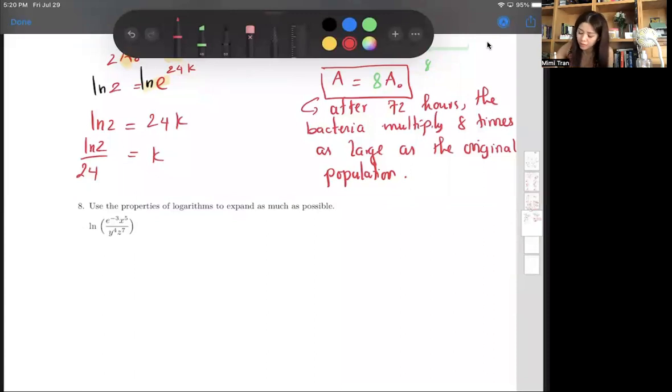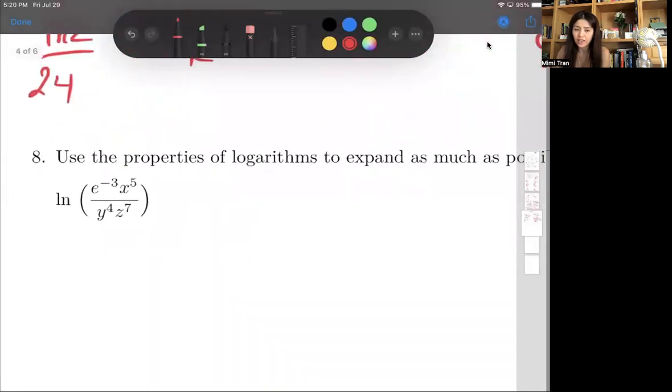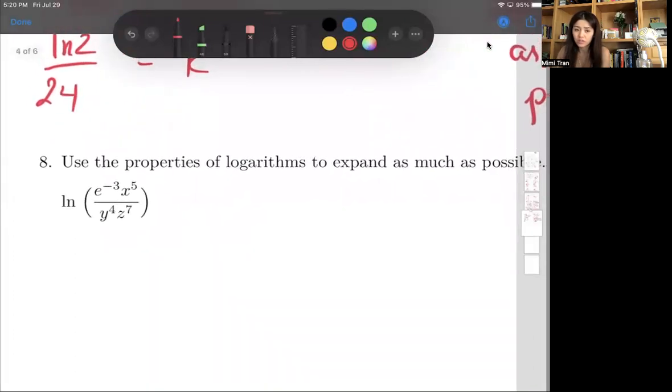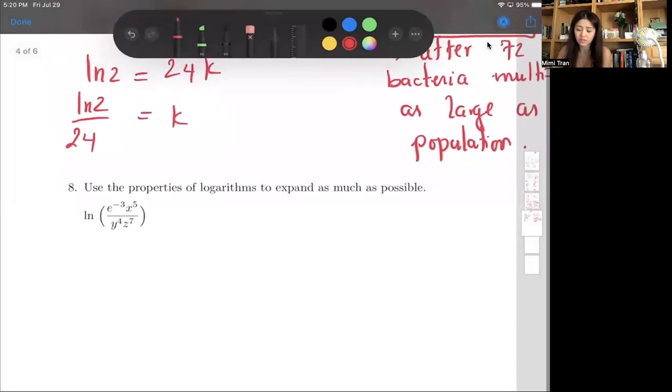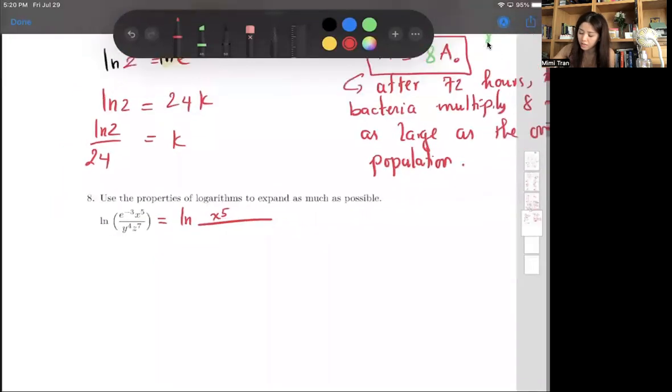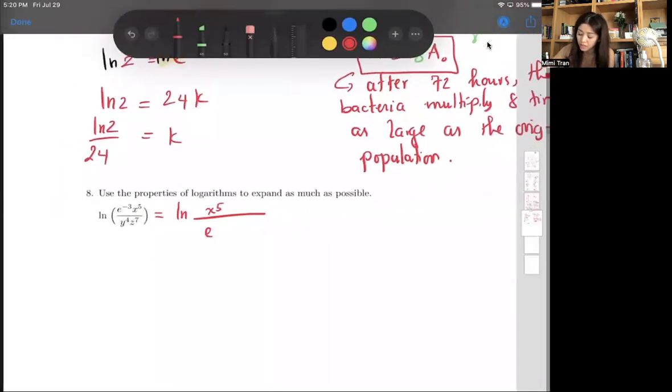So expand. First, I'm going to use the quotient rule. You see that little division there. You know what? Before I do that, let me do this. You see e to the -3? I need to get rid of that negative exponent. In order to do that, you just flip it. Just flip the position of e, so instead of staying on the top, it's going to stay on the bottom now. So it's equal to ln of, on the top, just x to the 5th. On the bottom is going to be e to the 3rd, y to the 4, and then z to the 7.